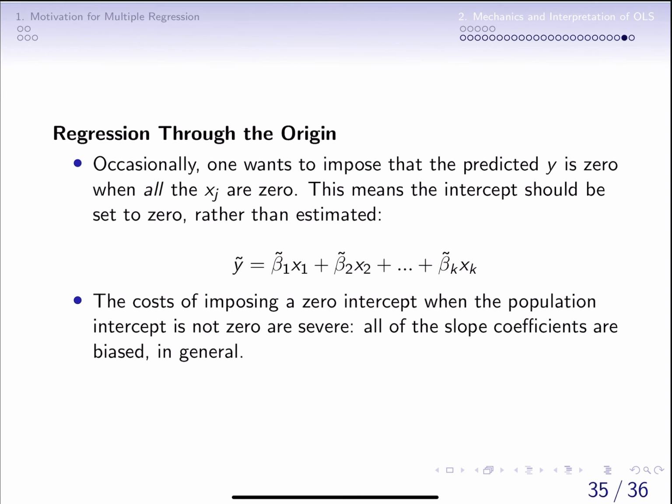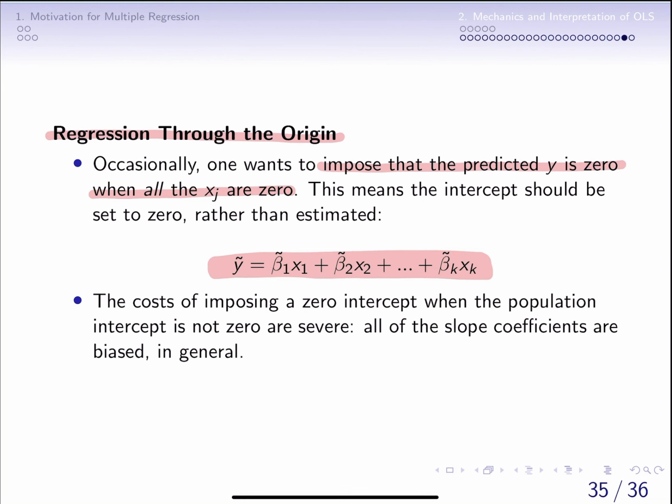Now, another thing you might want to consider when you're thinking about multiple linear regression is that sometimes you might be curious, well, what happens if we impose that the predicted y is 0 when all of the x's are 0, right? So we're basically saying that this is the zero intercept assumption, or we're trying to impose that the intercept should be 0, okay? So this is the case of regression through the origin. And so you can think about a regression in which there is no intercept, which is what is depicted here.